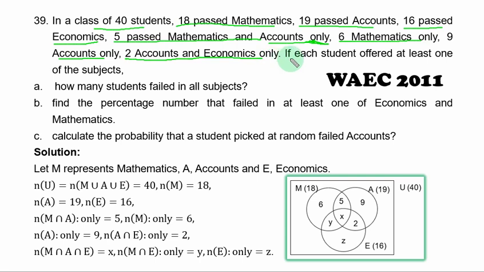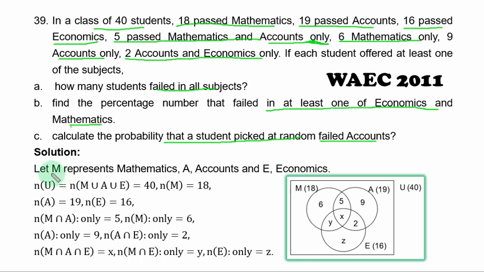If each student offered at least one of the subjects, A, part of the question, how many students failed in all subjects? B, find the percentage number that failed in at least one of economics and mathematics. C, calculate the probability that a student picked at random failed accounts.